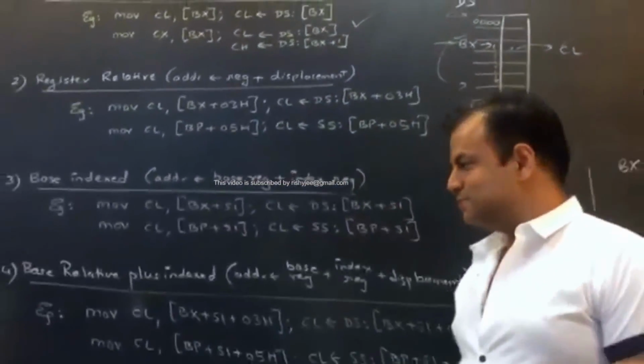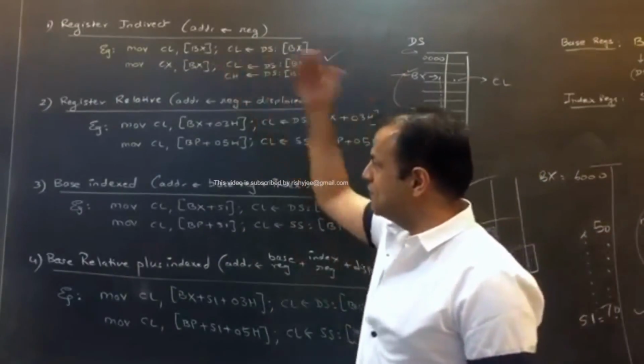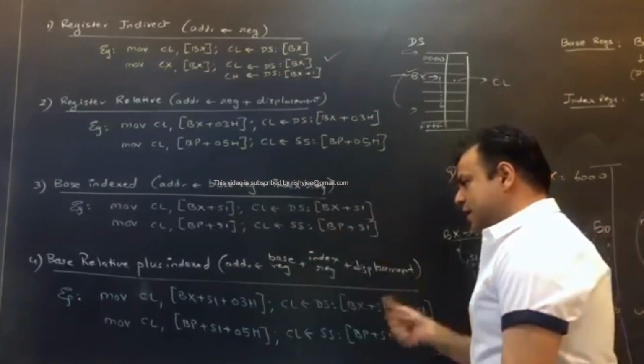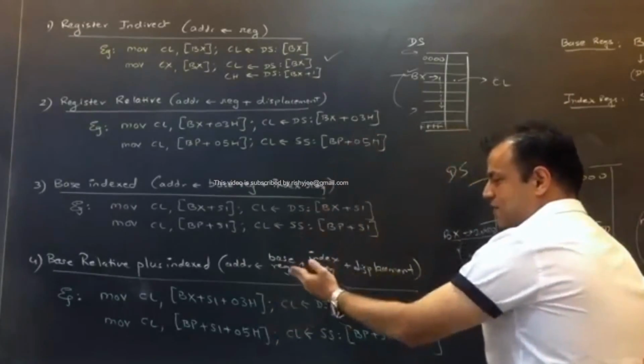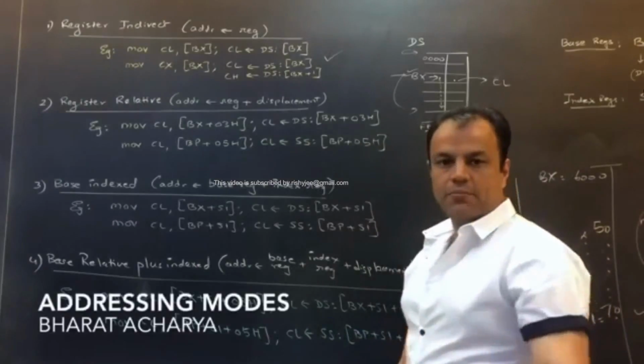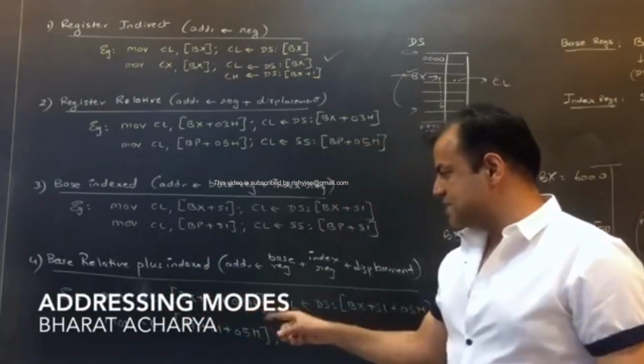The last one, come on. Base relative plus index. That means it's a mixture of everything that we have learned. Address will be given by a base register plus an index register plus a displacement. Come on, by now I'm sure you've got this in your system. MOV CL, [BX + SI + 3].